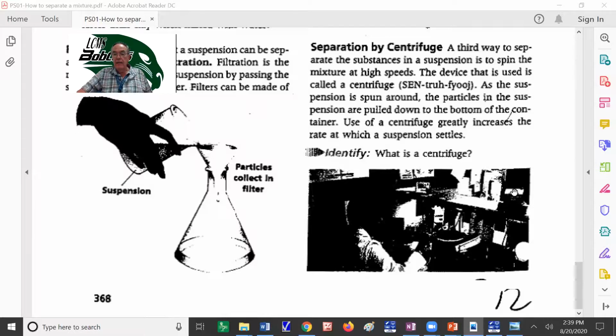Okay, and that wraps up separating a mixture by the three different ways. There's a reading in your study packet that corresponds to this reading. So you should open up the PDF and take a look at that to answer the questions. And we'll see you next week.